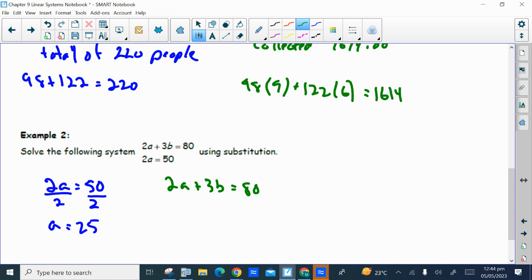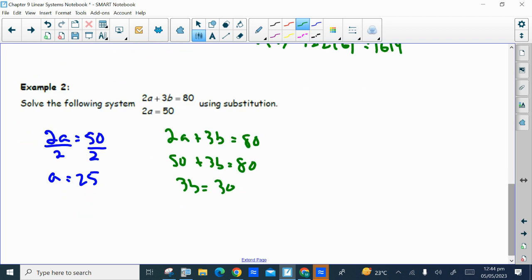and sub it in. Now, the nice thing about this first equation also is that that first term is 2a. Well, we already know from the second equation that 2a equals 50. So we can just sub that in, or we can let a equal 25, which we found from the first or second equation. 2 times 25 still gives you that 50 there. But if you subtract the 50 from both sides on the right, 80 take away 50 is 30. Then divide both sides by 3, and b will equal 10. There's the equation.